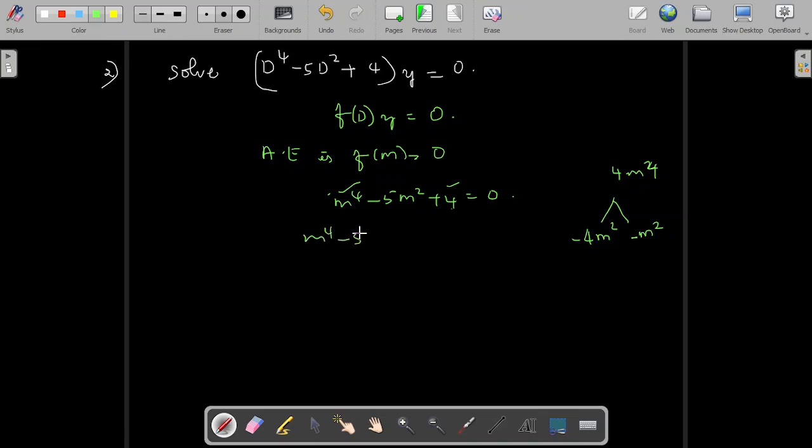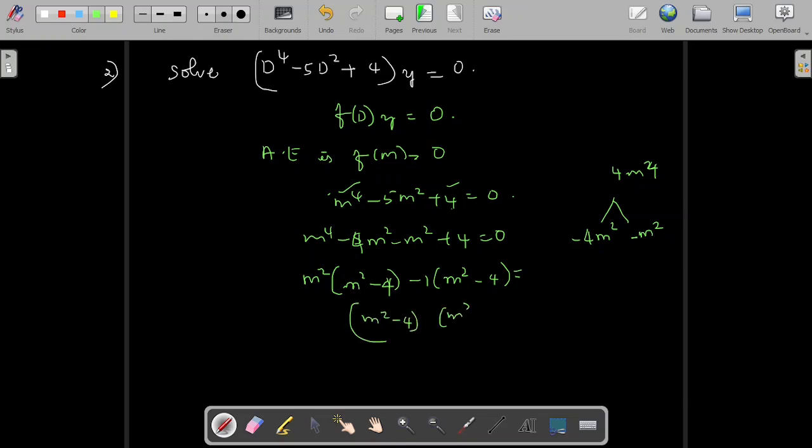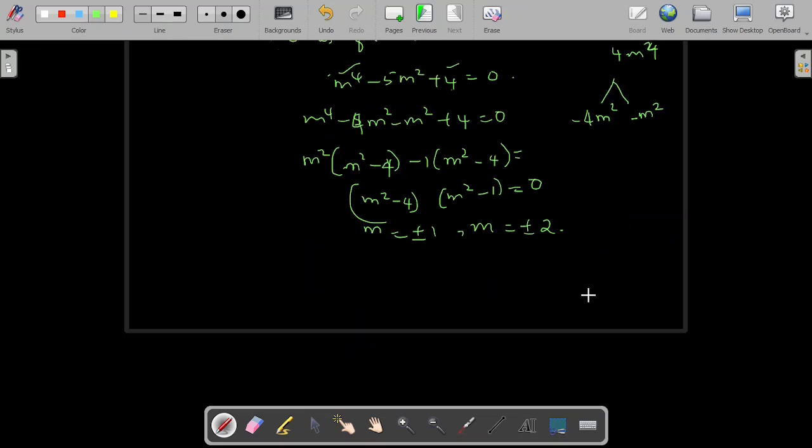So m power 4 minus 4m square minus m square plus 4 equal to 0. Factorizing technique, that's it: m square minus 1 into m square minus 4. Here also m square minus 4. So you will get m square minus 4 into m square minus 1 equal to 0. So this gives you m equal to plus or minus 1, m equal to plus or minus 2. Therefore totally there are 4 roots. All 4 roots are distinct: 1, minus 1, 2, minus 2. They are real and distinct.